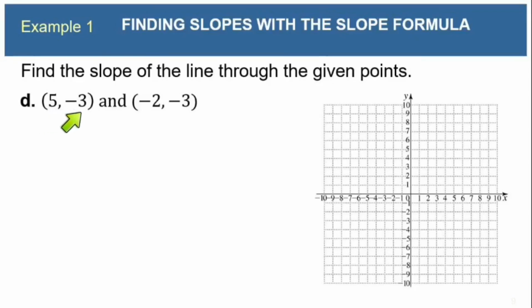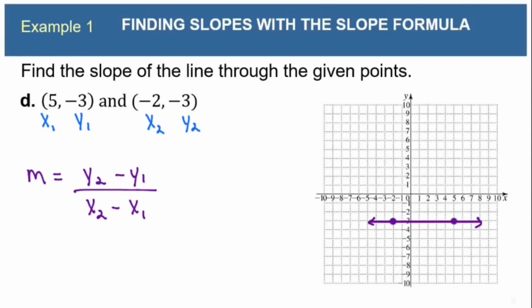And here's part D. So we have 5, negative 3 and negative 2, negative 3. Those 2 points are here and here, and so you can see that that gives us a horizontal line. When we plug into the formula, we have in the top negative 3 minus negative 3, and in the denominator negative 2 minus 5. So the top is going to be negative 3 plus 3, that's 0, and the bottom is going to be negative 2 minus 5, that's negative 7.